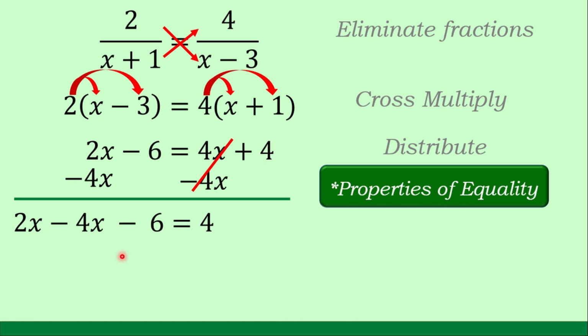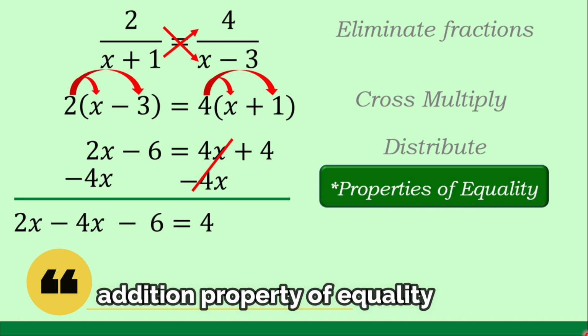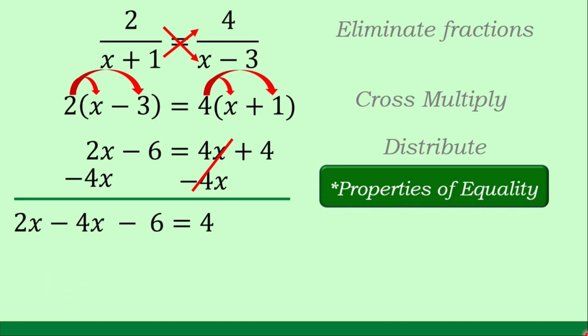Here, what we want to achieve is just to transfer all the variables on the left side and all the constants on the right side of our equation. So we still have negative 6 here. We need to transfer that to the right side. So let's use addition property of equality to eliminate negative 6 and add 6 to both sides of our equation. So we have this one.